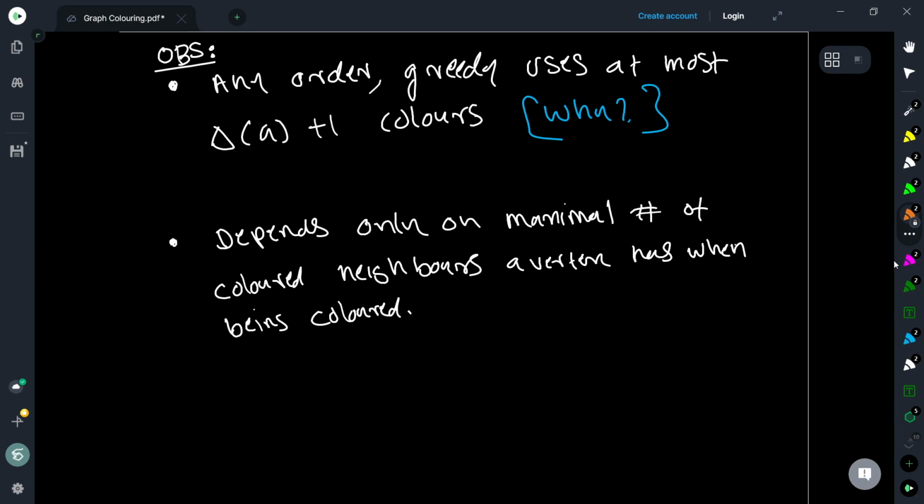Now, here are a couple of observations about greedy. Whatever order you choose, the greedy algorithm uses at most the maximum degree plus 1 colors. This should be very clear to you if you know how the algorithm works.